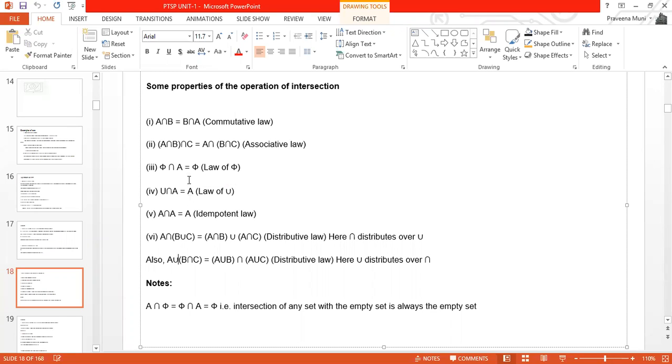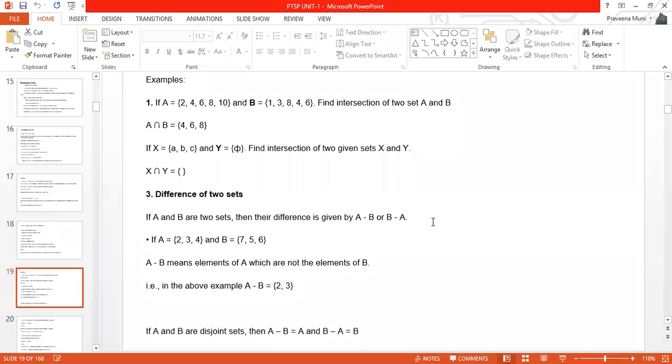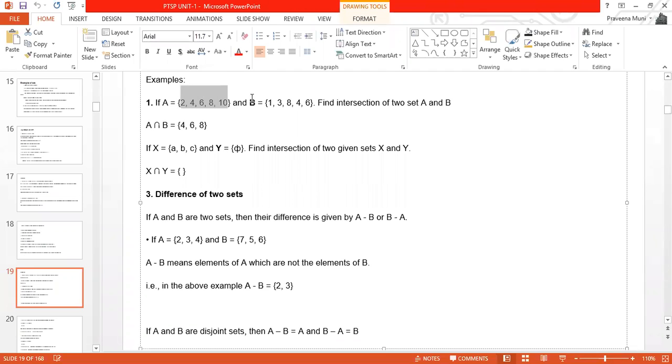Okay. These are the properties of intersection. Now we'll see examples here. What is A here? A is 2, 4, 6, 8, 10, whereas B is 1, 3, 8, 4, 6. Now what is the intersection? Which are the elements common to both A and B? Here 4, 6, 8 are common between A and B, no? So A intersection B is equal to {4, 6, 8}.